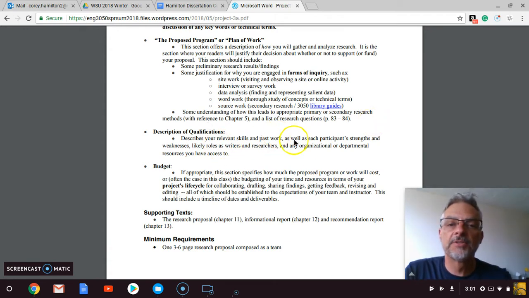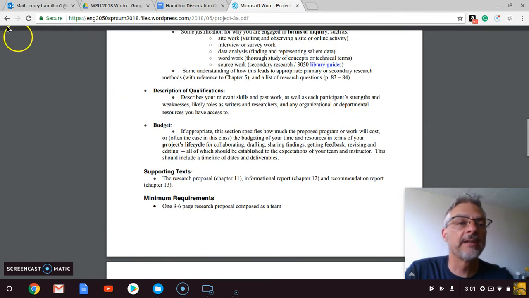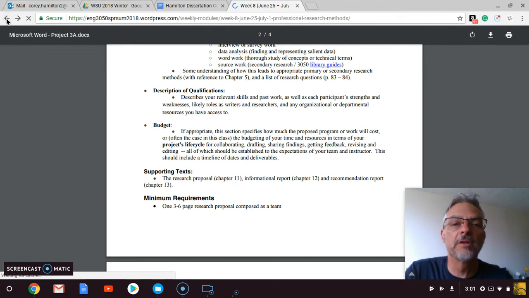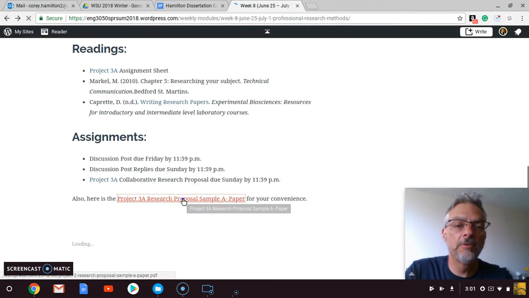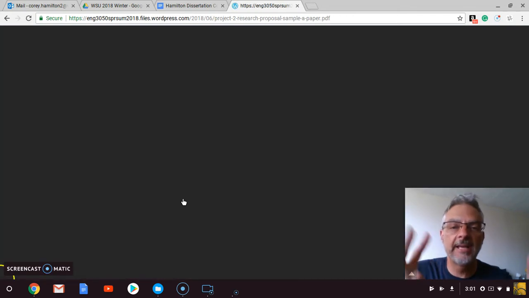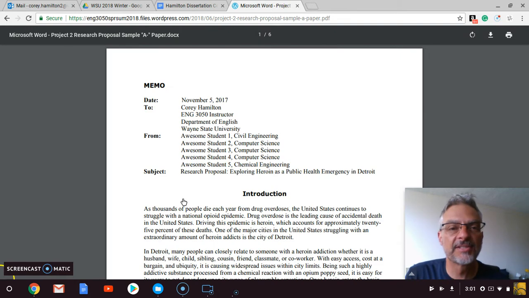Describe your relevant skills and past work. Budget, if there is any, for the life cycle, for collaborating. Budgets don't necessarily, in this case, always come into play. All right, so we've got a brief overview of those sections. Let's look real quick at the example. So this is here on the page for you. This is an A- paper, just to give you some idea where it lands on the scale.